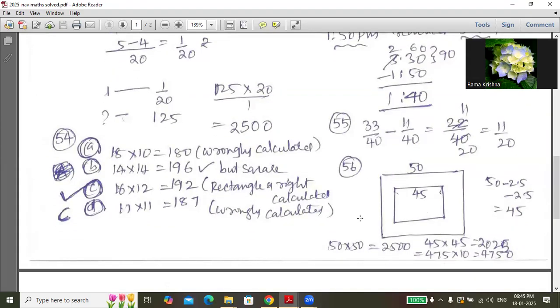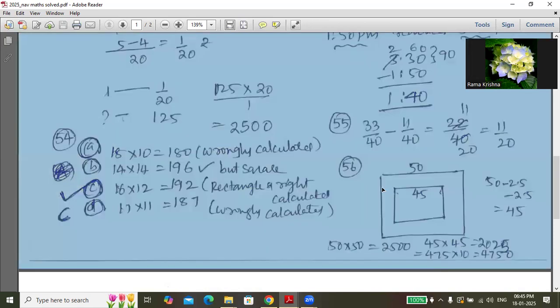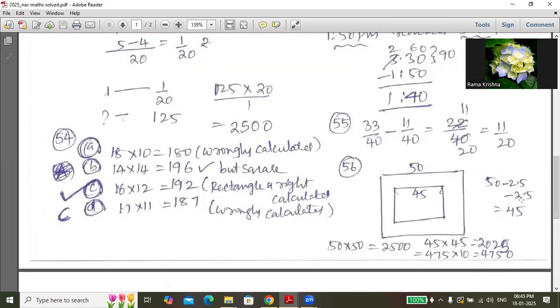56. There is a square field. You have 50 as the side, and a path is built inside. So whenever you want to find the side length inside the path, you have to subtract the path width two times, because on this side you will subtract 2.5 and on this side also you will subtract 2.5. So with this I have got the inner square side as 45. When I subtracted the area, that is 2475 into 10, per square meter the cost is 10. So the answer is 4750 rupees is the cost.